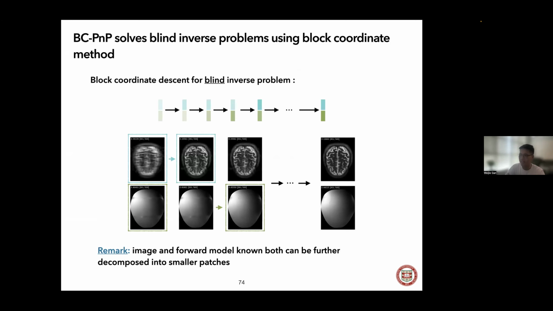And here's a remark. Even though here we only consider two blocks, in principle both the images and the forward model unknown can be further decomposed into small patches or small blocks. Which means here I only show you a sample having two blocks, but in principle you could have way more blocks.